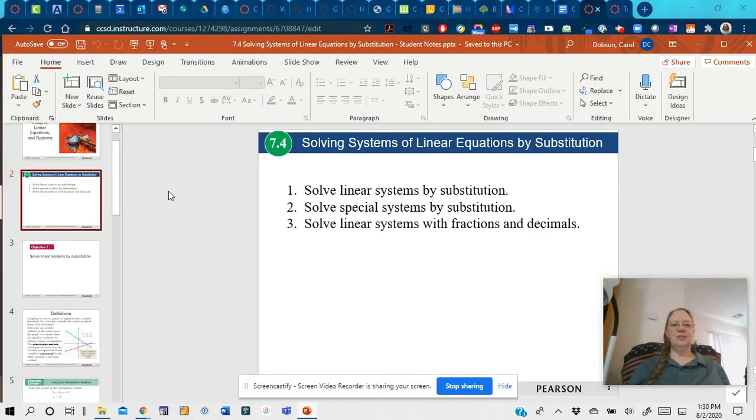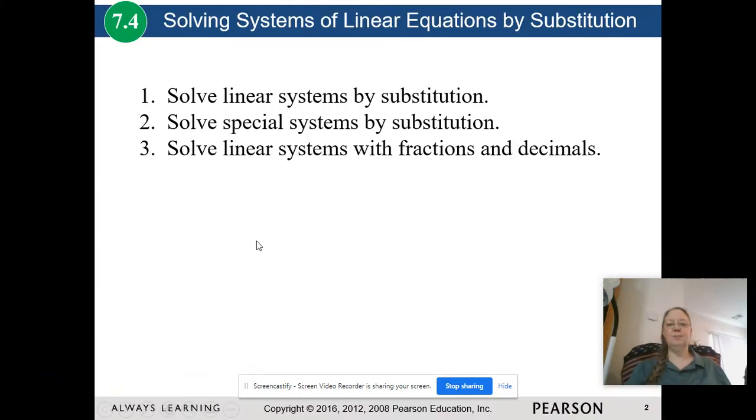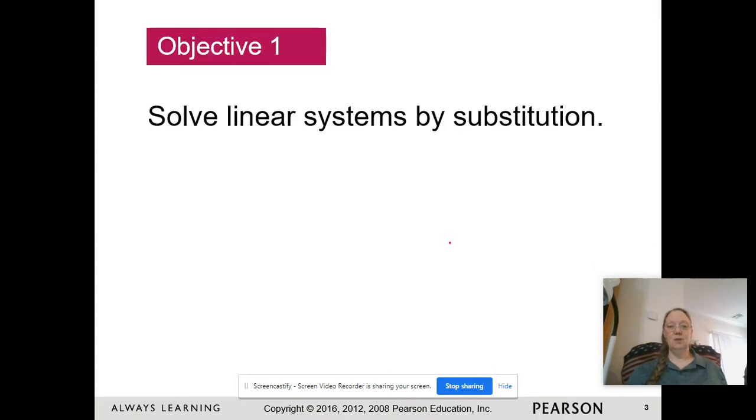Okay, in the last section, 7.3, we solved systems by graphing, and that is nobody's favorite. So I'm going to show you a method in this section, 7.4, which is strictly algebraic. You're going to solve without graphing, which is kind of nice.